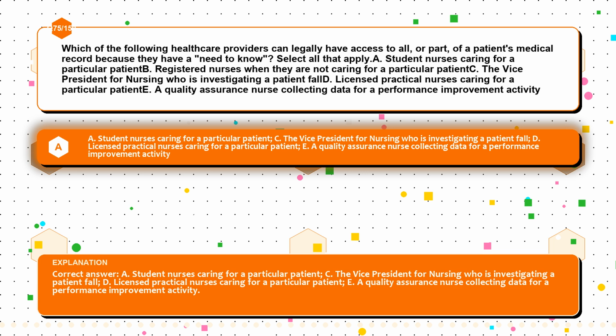Correct answer: A. Student nurses caring for a particular patient. C. The vice president for nursing who is investigating a patient fall. D. Licensed practical nurses caring for a particular patient. E. A quality assurance nurse collecting data for a performance improvement activity.